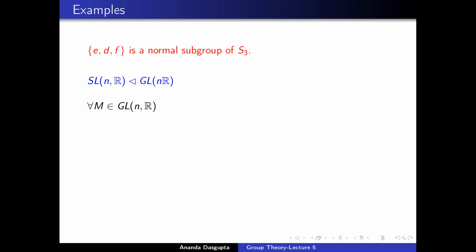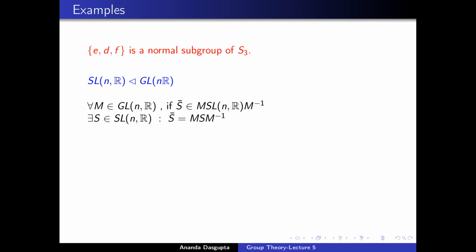To prove this, what we need to show is basically that for all M belonging to GLnR, that is for all invertible n by n real-valued matrices, M SLnR M inverse is the same as SLnR. To show that, let us pick an element S bar from M SLnR M inverse. Now, if S bar really belongs to M SLnR M inverse, then there must exist some matrix S in SLnR such that S bar is M S M inverse.